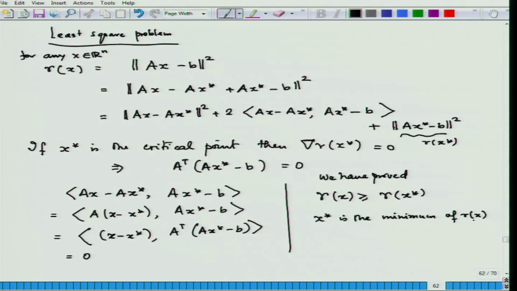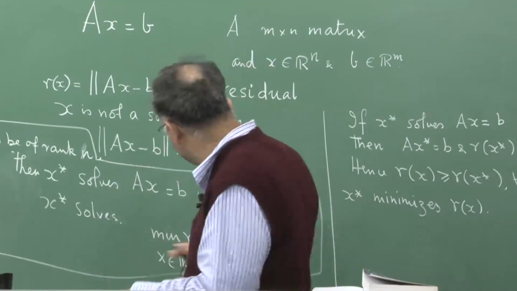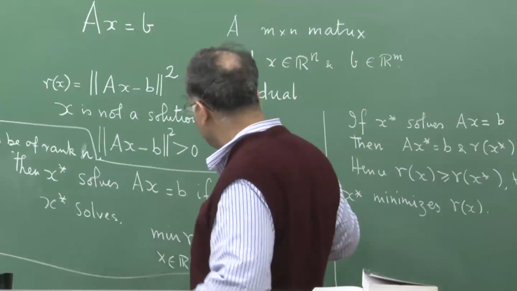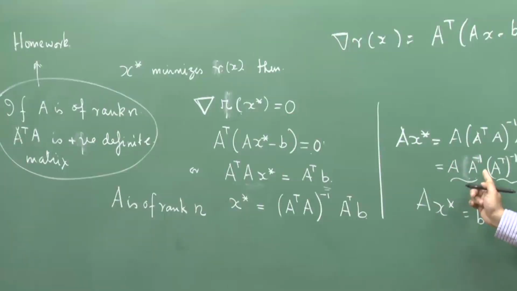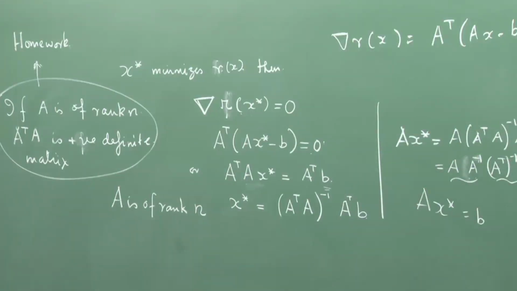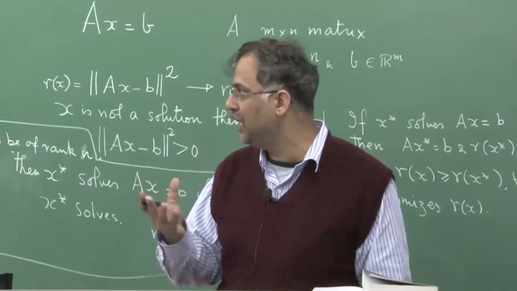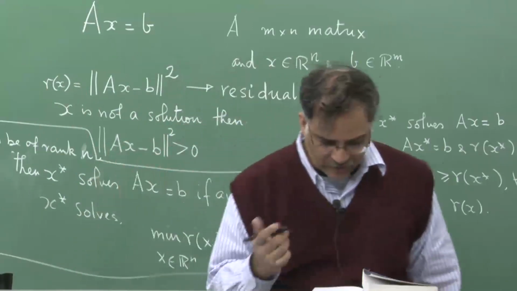So, the critical point of this function is actually a minimum of this and is also a solution of the equation Ax equal to B, provided A is of rank n. So this is a very, very important requirement of rank n. So if you put in some little assumption, things flow in a much more interesting way.